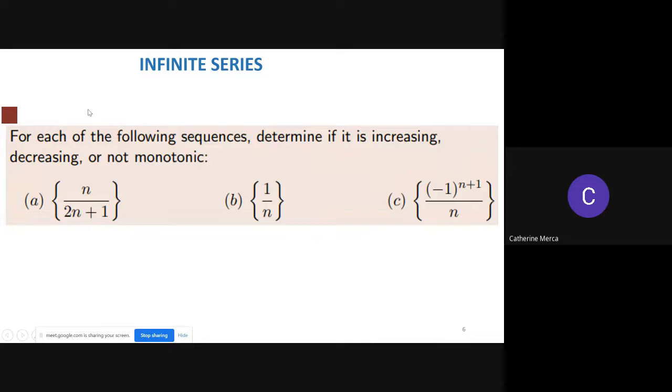Now, we're going to solve for the following. Determine whether it is increasing, decreasing, or not monotonic. So, let's take a look at letter A. If you take a look at letter A, what would be the first term? When n equal to 1, what would you have? 1/3, ma'am. Yes, 1 over 2 times 1 plus 1, so 1/3. What's the next term when n is equal to 2?